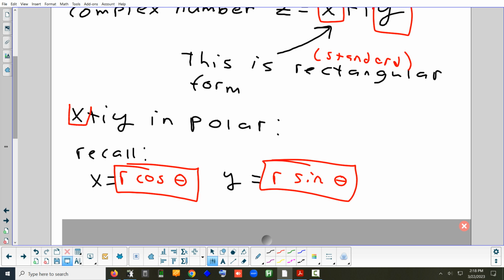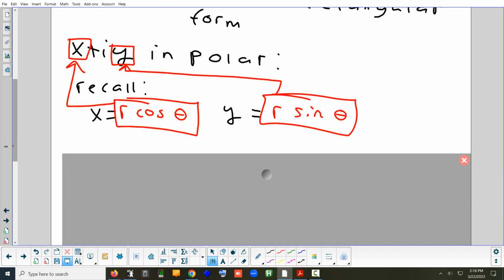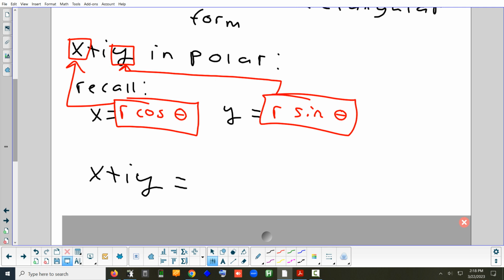Instead of putting an X, we're going to replace X with R cosine theta. And instead of putting Y, you're going to replace that with R sine theta. So you want to make those two exact changes and then write it down. And that's the trig form of a complex number, or trig form or polar form. You might hear me say it both ways. It's the same.